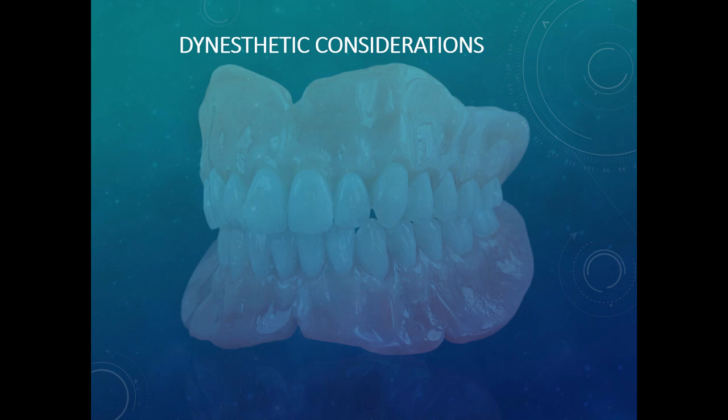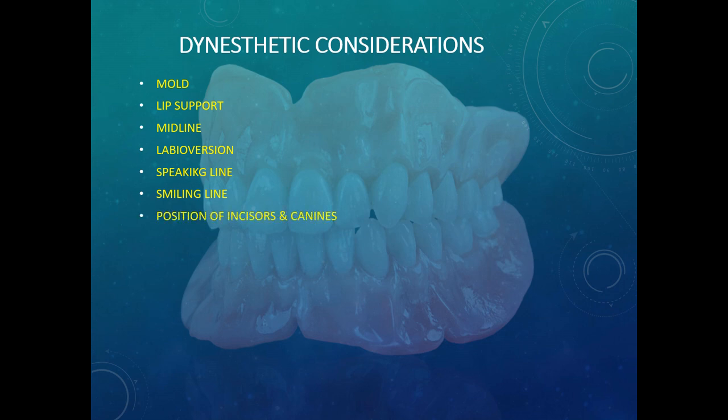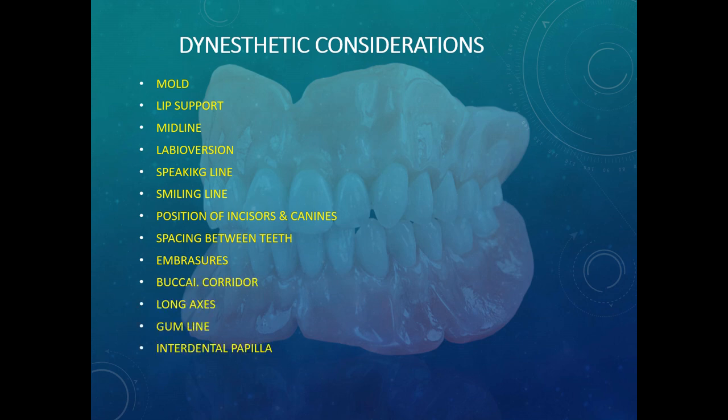So there are 15. First one is the mold, the lip support, midline, labioversion, speaking line, smiling line, position of incisors and canines, spacing between the teeth, the embrasures, buccal corridor, the long axis of the teeth, the gum line, the interdental papilla, the lingual cutaway, and the labial and buccal denture base contours. So we will be discussing one by one in detail.